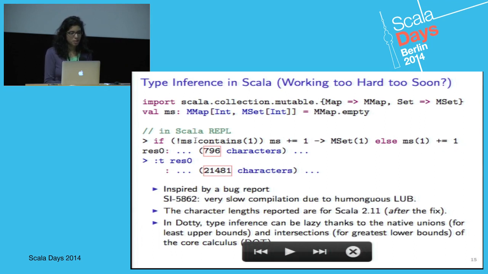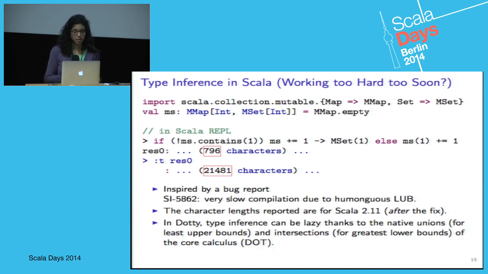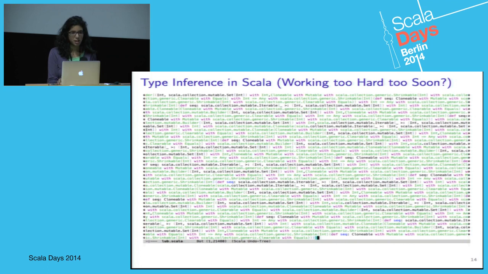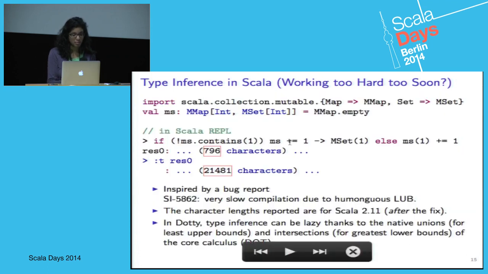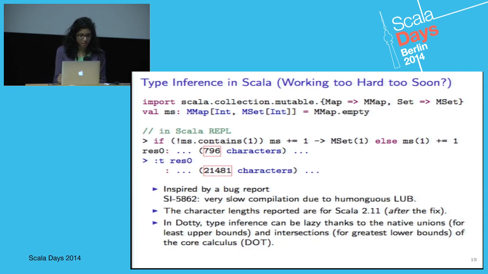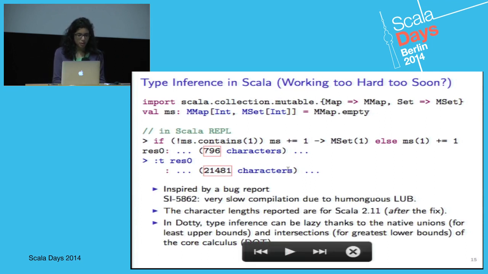So when you have this expression, Scala is trying to infer the common type, the least upper bound between a mutable map and a mutable set. And these two types have a lot of operations in common, so it works really hard to give this complicated type. And actually, in this case, it doesn't even matter because we're only using the if as a statement for side effect. So somehow it worked very hard to compute this type, and then we don't even need it.